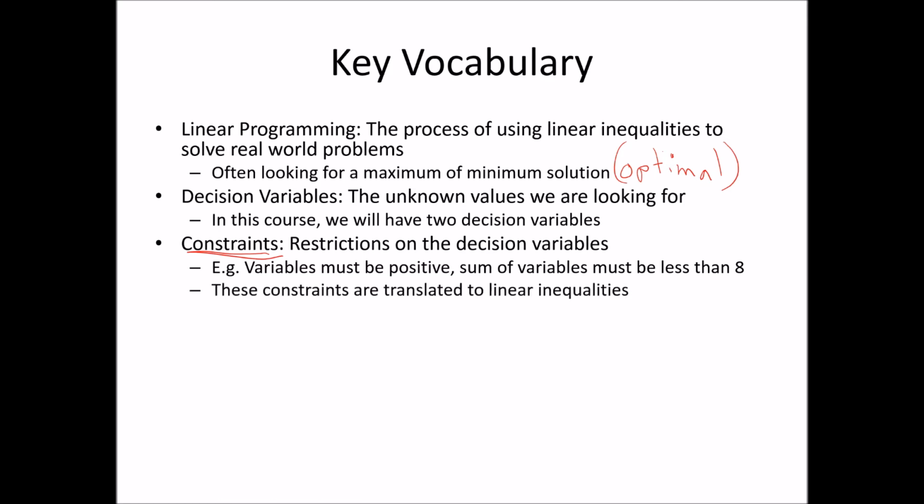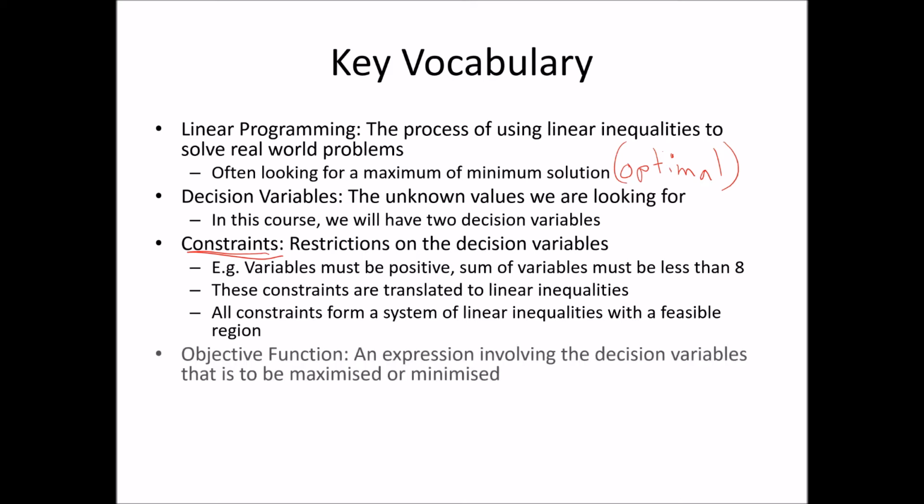Each of these constraints will be translated to a linear inequality. So x is greater than or equal to 0, x plus y is less than 8, whatever it might be. We're translating from English to mathematics. And we will have lots of different restrictions. Together they form a system of linear inequalities with a feasible or required region. So just as we did in lesson 2, we'll graph all of these linear inequalities and get the solution region for the problem.